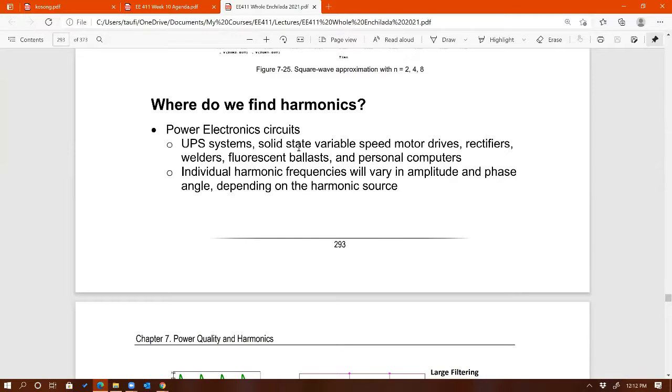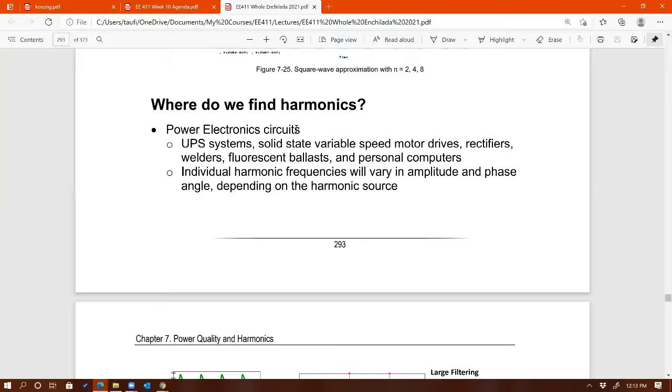Well, we talked about the definition of harmonics, right? Harmonics are integer multiples of the operating frequency of the system. So the fundamental frequency could be 60 hertz, 50 hertz, 400 hertz, whatever the main frequency that the electrical system is using. That defines the fundamental frequency, and integer multiples of that would be the harmonics.